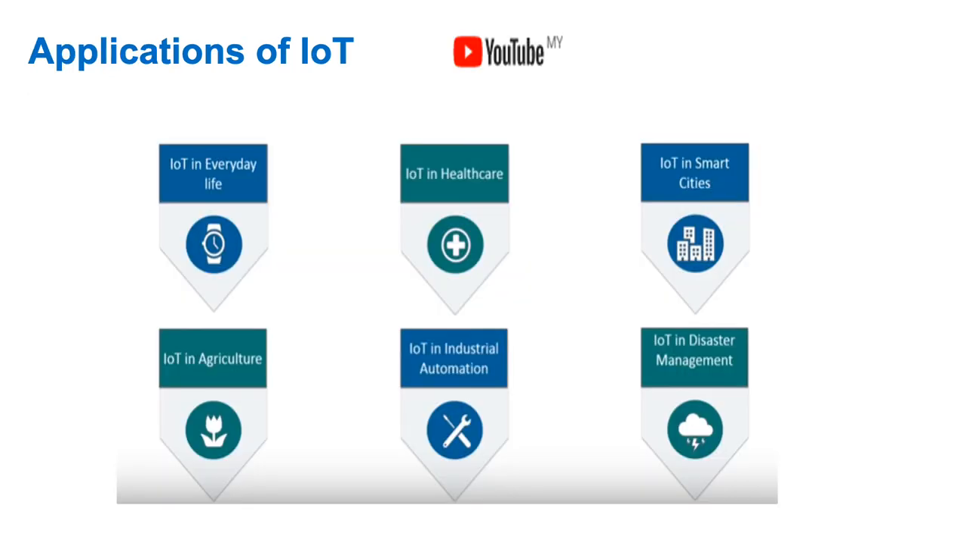IoT is being used everywhere. It can be in our everyday life as well. For example, we have smart devices and also wearable technologies. In healthcare, we can have real-time health monitoring devices. IoT in smart cities, for example, smart parking and also smart lights, where when it detects the environment, it can turn on or turn off the lights. IoT in agriculture, for example, using sensors for the watering system. IoT in industrial automation, for example, in assembly in car production, and also IoT in disaster management, for example, using sensors to detect before a disaster happens and to send warnings about it.